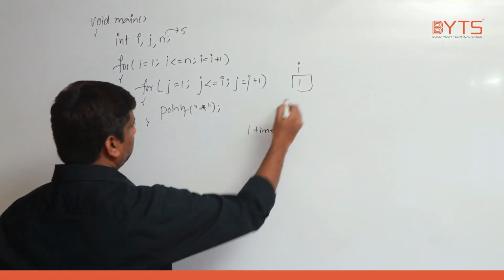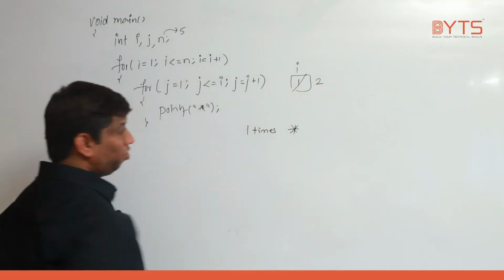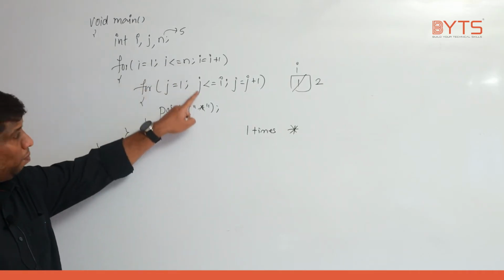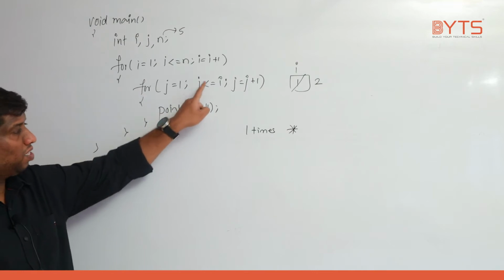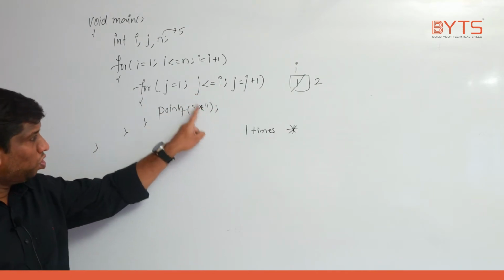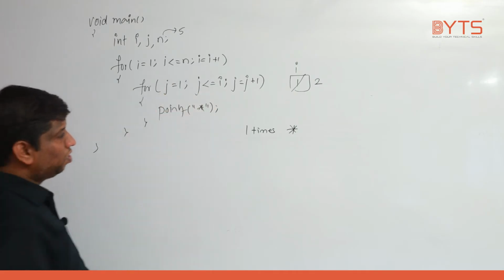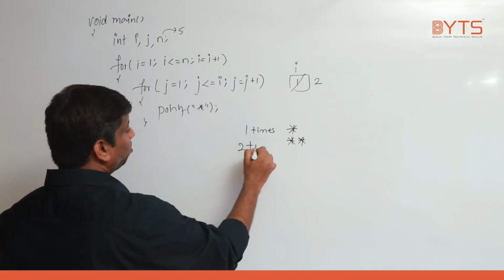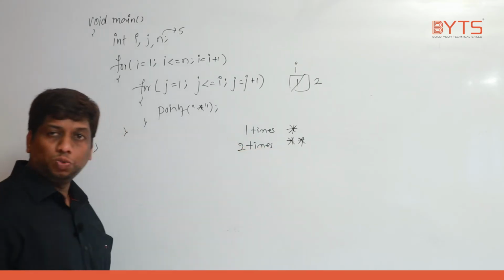So, this loop repeated only one time. Remember that. Next, i value will be 2. So, 2 less than or equal to 5 true. Come here. i value is 2. 1 less than or equal to 2 true. 2 less than or equal to 2 true. 3 less than or equal to 2 false. Means here I printed 2 stars. So, this loop repeated how many times? 2 times. I hope this is very clear.